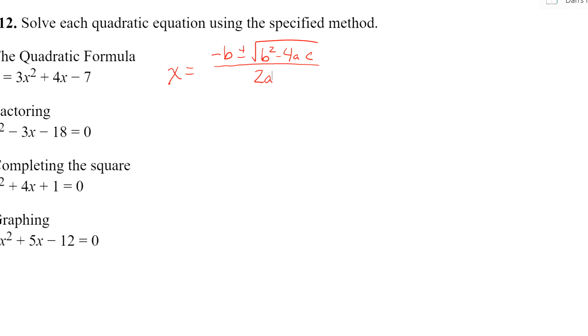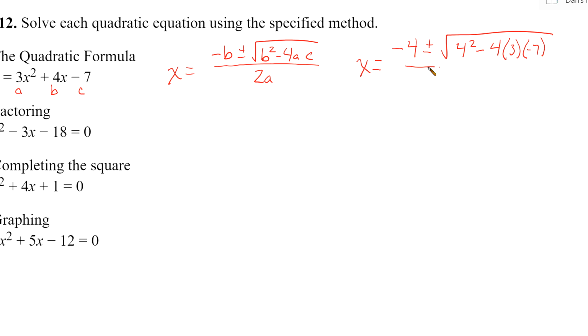So what is our a, b, and c right here? A is 3. What's B? 4. You don't need the x part on there. And C is negative 7. Make sure it's negative. So put that over here. X equals negative 4 plus or minus square root 4 squared minus 4 times 3 times negative 7.